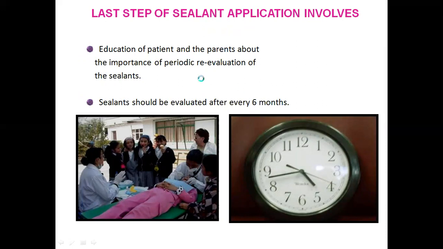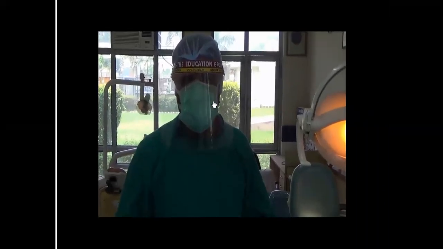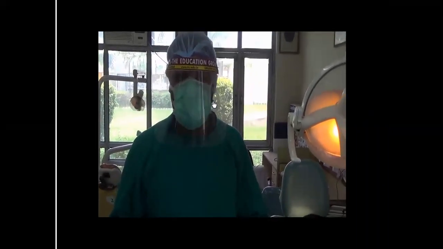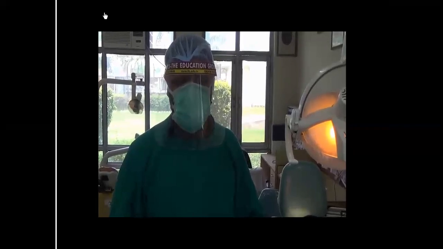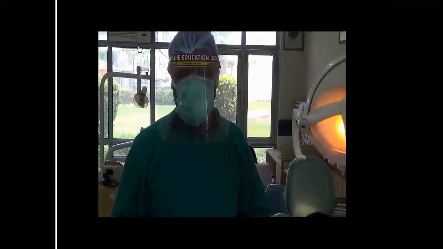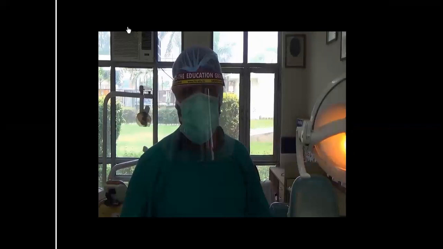Now we will demonstrate the pit and fissure sealants clinically. Today's topic is pit and fissure sealant application. Fissure sealants are materials designed to prevent pit and fissure caries when applied to the occlusal surfaces of the teeth, in order to obliterate the occlusal fissures and remove the sheltered environment in which caries may thrive.